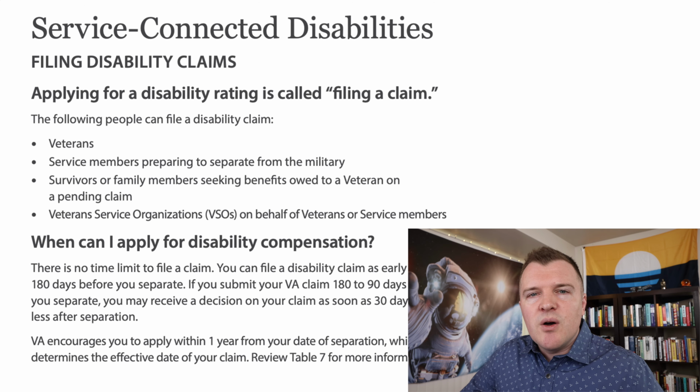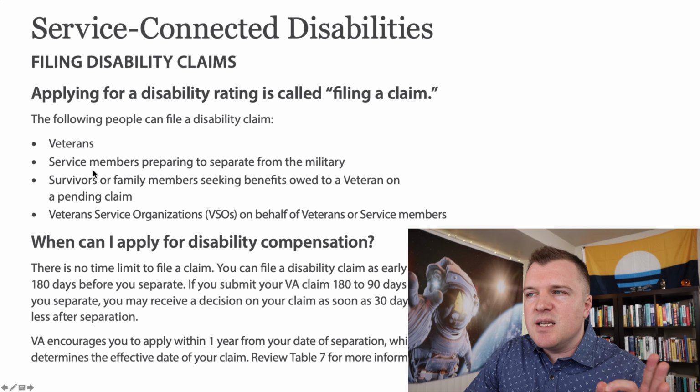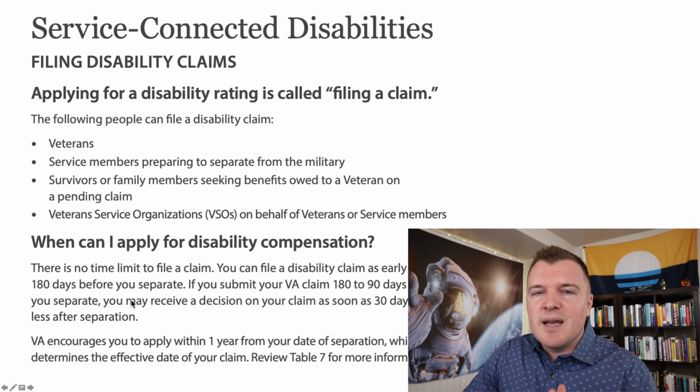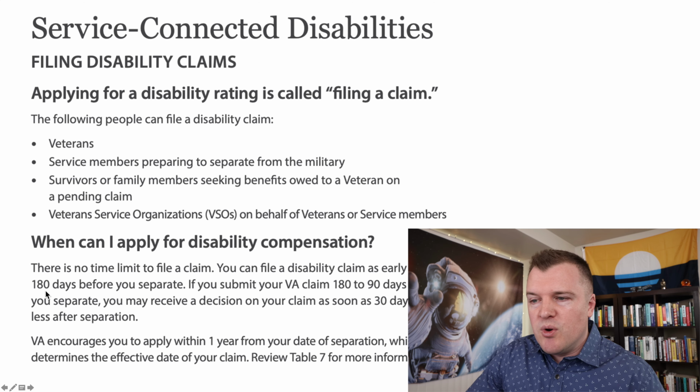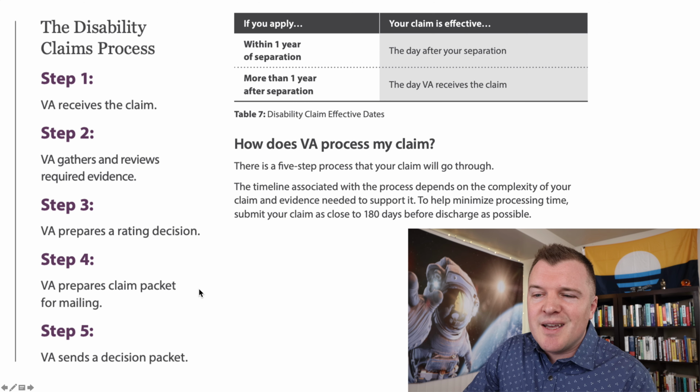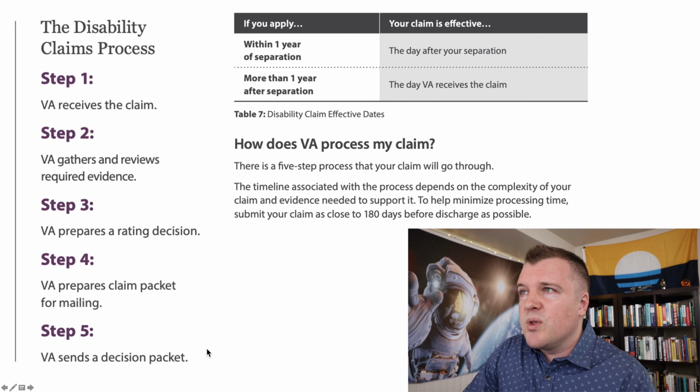Now, applying for a disability rating is called filing a claim. Any veteran can do this, and any service member who's planning to separate. Now, the time period that is best to apply for is 100 days or 6 months out from your official separation. The disability claims process is 5 steps. VA receives your claim. VA gathers and reviews required evidence. VA prepares a rating decision. VA prepares claim packets for mailing, and then VA sends a decision, I'm assuming in the mail, with your packet.